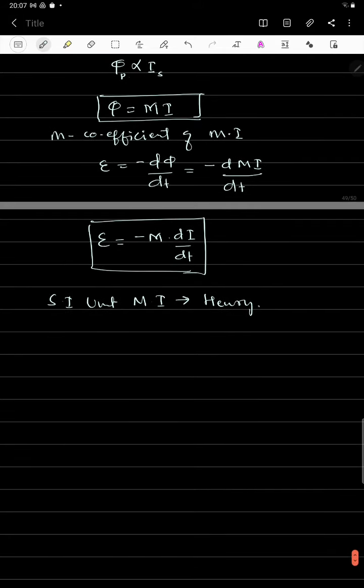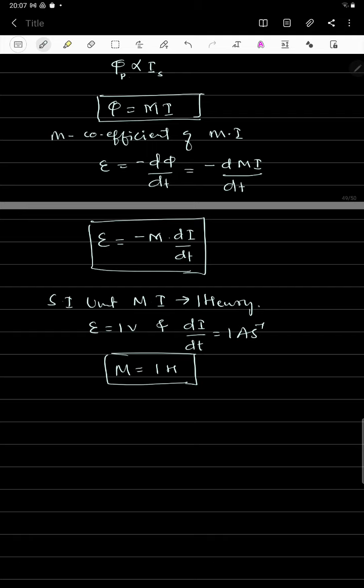So when do you call it 1 Henry? When the EMF is 1 volt and the rate of change of current is 1 ampere per second, in that case the mutual induction is 1 Henry. So if they ask what is 1 Henry, you should write it like this.